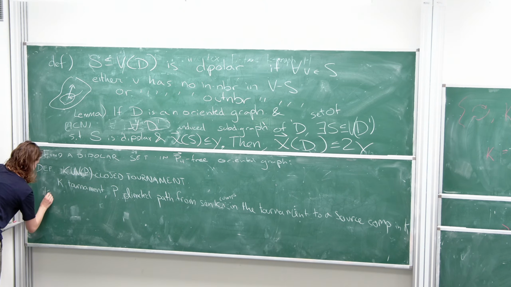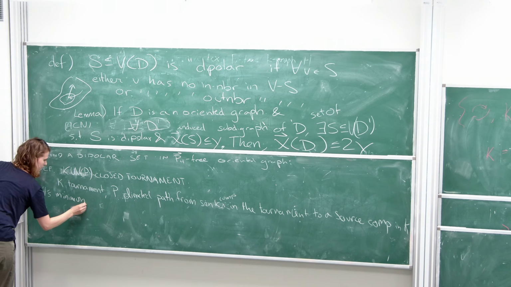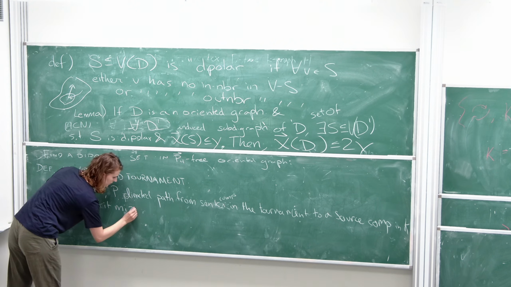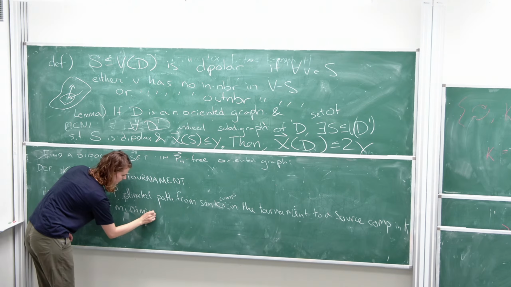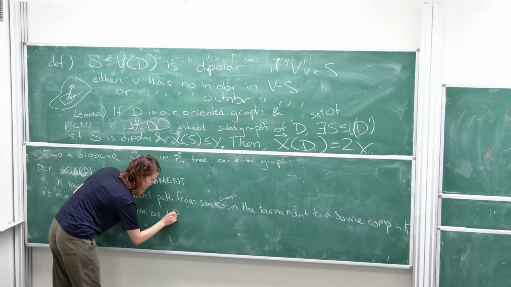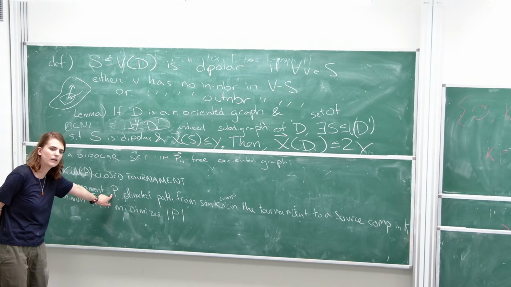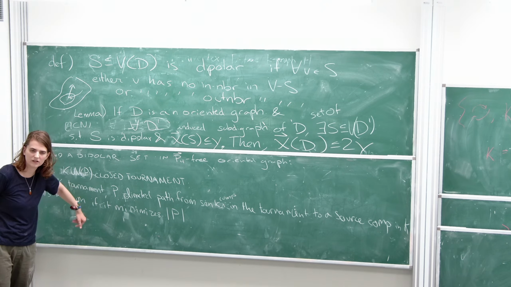It is minimal if it minimizes the number of vertices in P. And so for the only time in our talk, P is really not necessarily an induced path. It's just any directed path.